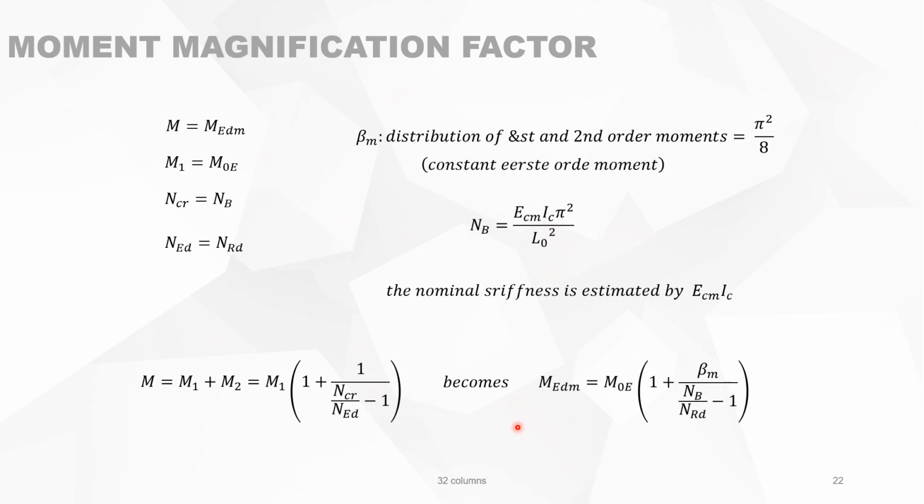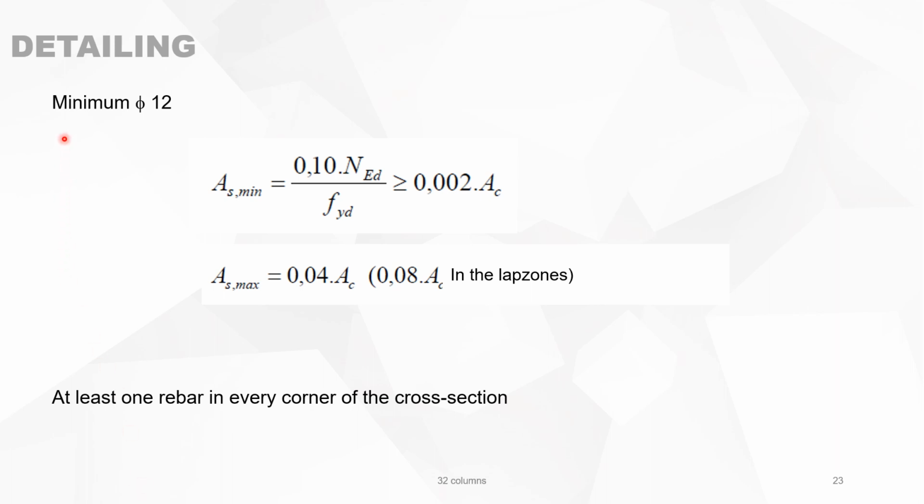So these are two methods of calculating columns subjected to buckling. There is also a minimum reinforcement, and the minimum size of reinforcement that you use in any column is diameter 12. The minimum value of the reinforcement is 10% of the normal force divided by the yield stress of the steel, and must always be bigger than 0.2% of the cross section. The maximum reinforcement is of course 4% of the cross section. And at least one bar must be put in every corner of the cross section.